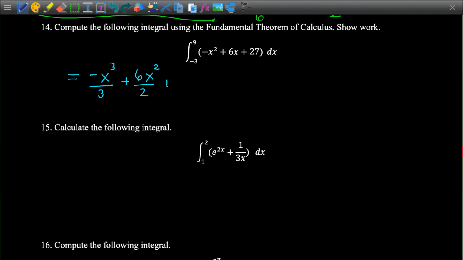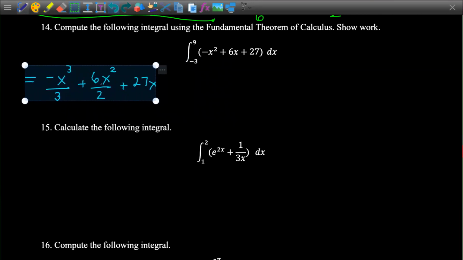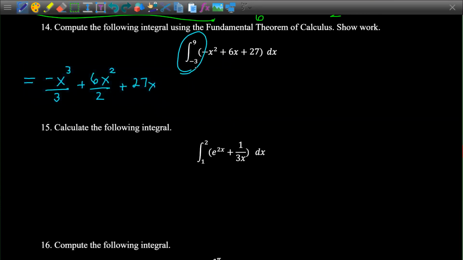And then the antiderivative for a constant is just the constant times whatever variable you're integrating with respect to. So this is our antiderivative. And we need to evaluate this according to our limits of integration, and we need to put some kind of notation here to indicate that. There's a few other ways you can notate that.